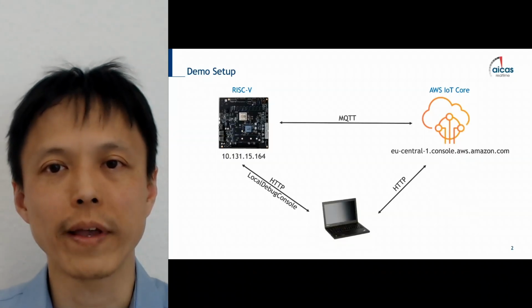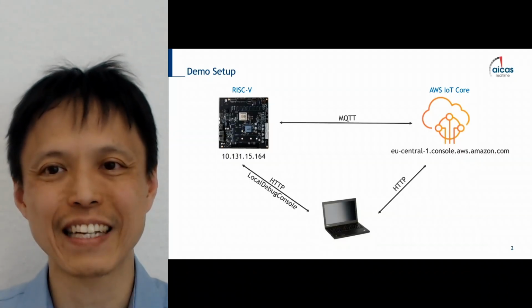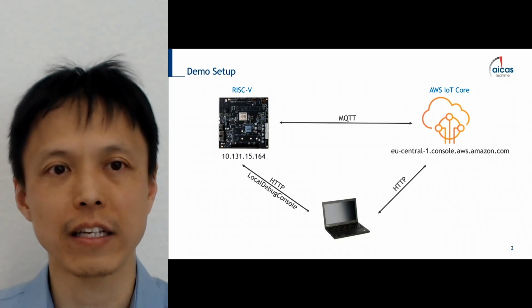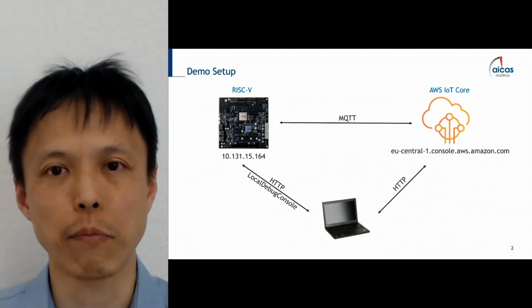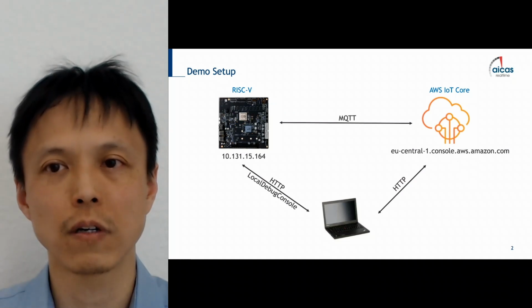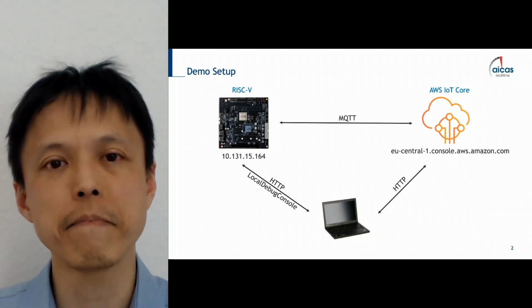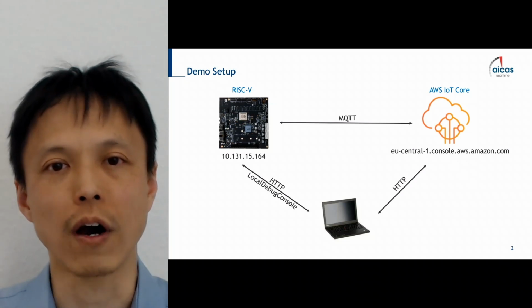In this demo, we are going to show a proof of concept that we ported AWS Greengrass with the Java runtime on a new SiFive Unmatched RISC-V board. We created a Java Greengrass component which generates simulated vehicle data and sends it via MQTT to the cloud.